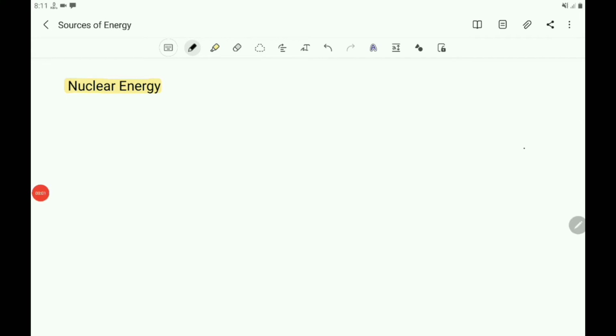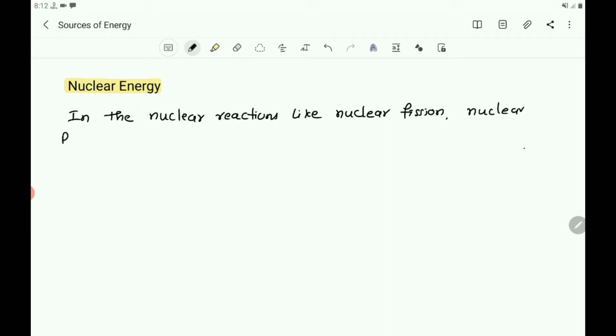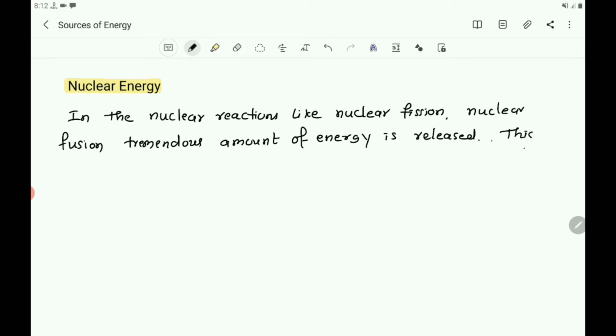So in nuclear reactions like nuclear fission and nuclear fusion, a tremendous amount of energy is released. This energy is called nuclear energy.